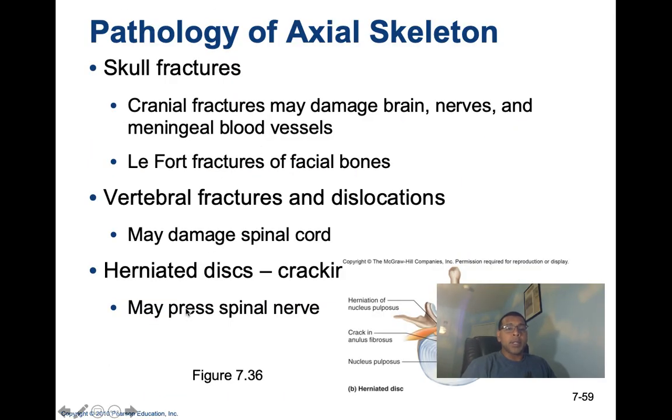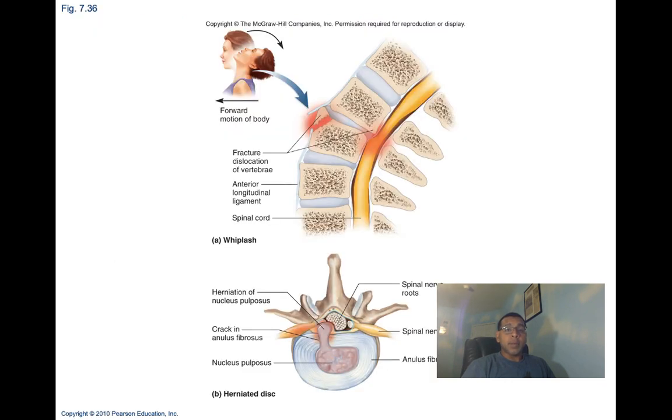So herniated disc we talked about. Vertebral fractures and dislocations, very, very dangerous. They can damage the spinal cord. And also skull fractures. Very, very serious conditions. They can fracture the skull, leading to brain damage, nerve damage, and even meningeal blood vessels being damaged. And then Lefort fractures are basically fractures of the facial bones. Here we can see whiplash can lead to fracture and nerve damage.